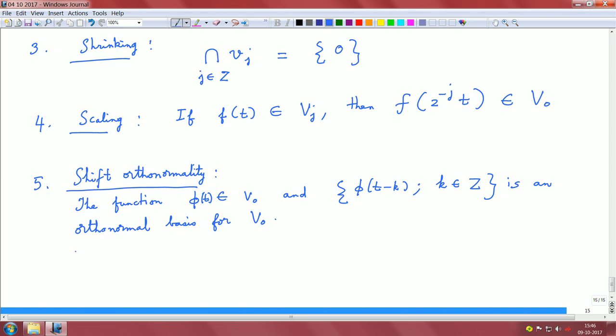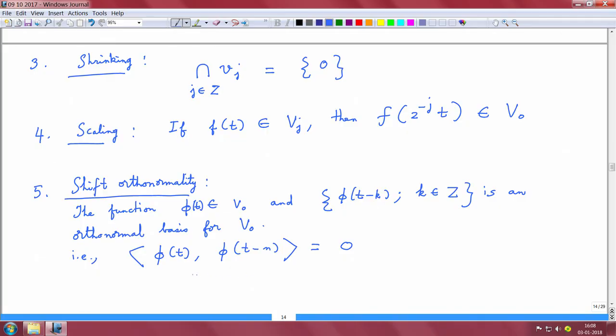What it means is, if you take the inner product of the function phi of t with phi of t minus n for some integer n, this must be 0. Of course, the normality would ensure that if you take the integral norm for these functions, it has to be 1. I mean, if you take the integral of phi square of t dt or phi square of t minus n dt, that has to be 1.